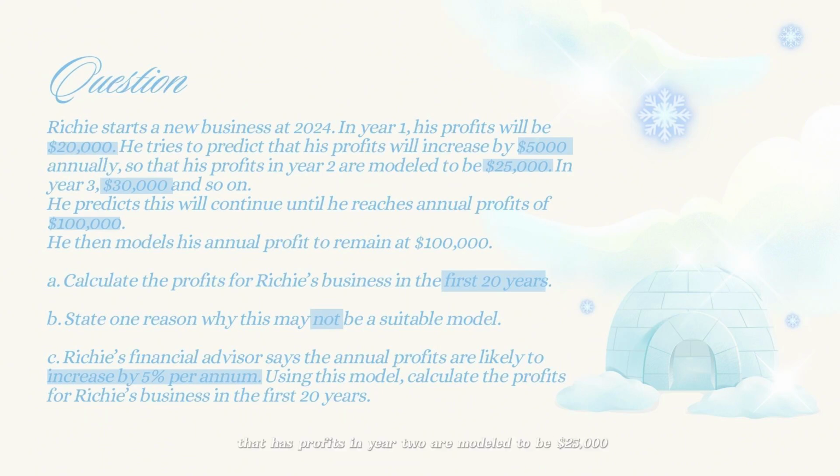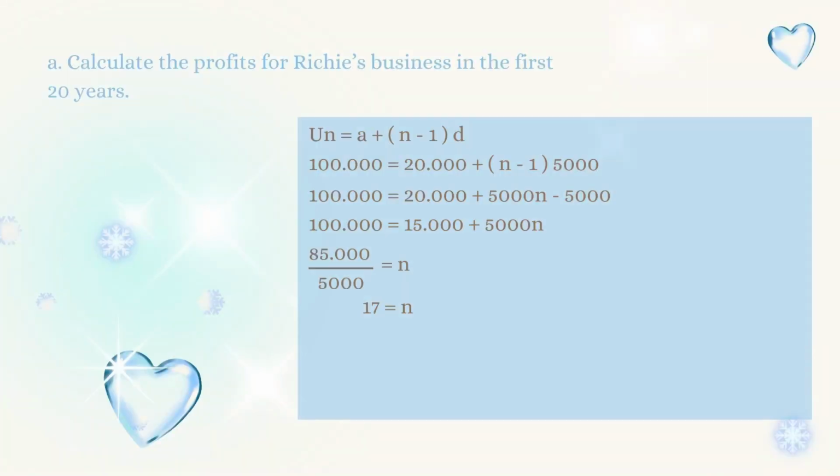So his profits in year 2 are modeled to be $25,000. In year 3, it is $30,000, and so on. He predicts that this will continue until he reaches annual profits of $100,000. He then models his annual profit to remain at $100,000. So, based on the question, we can see that Richie's profit increases by $5,000 annually, starting at $20,000 in year 1 until it reaches $100,000.